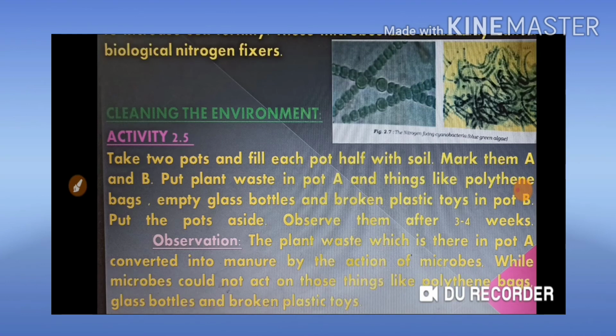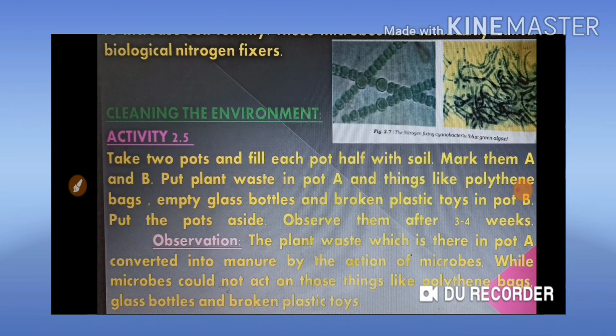Regarding cleaning the environment, I will come back to you after the observation result. I will give the conclusion after this activity. We can understand how the decomposition process plays a very important role in cleaning the environment by this Activity 2.5 on page number 22.